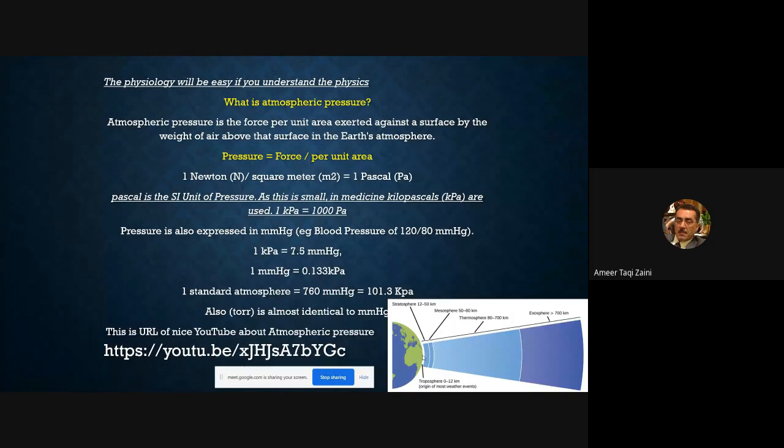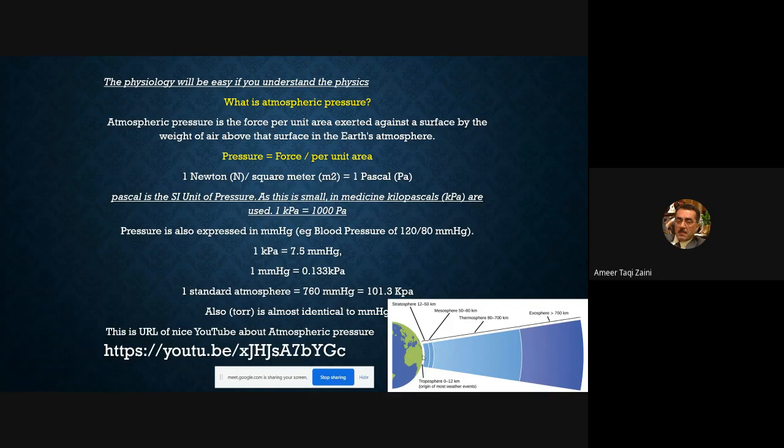So atmospheric pressure is the force per unit area exerted against a surface by the weight of air above the surface in the Earth's atmosphere. So pressure equals force per unit area. Usually we use 1 Newton per square meter, which equals 1 Pascal, and this Pascal is usually used by the international system of units. This Pascal is a very small unit, so usually you use the kilopascal, which is equal to 1,000 Pascal.